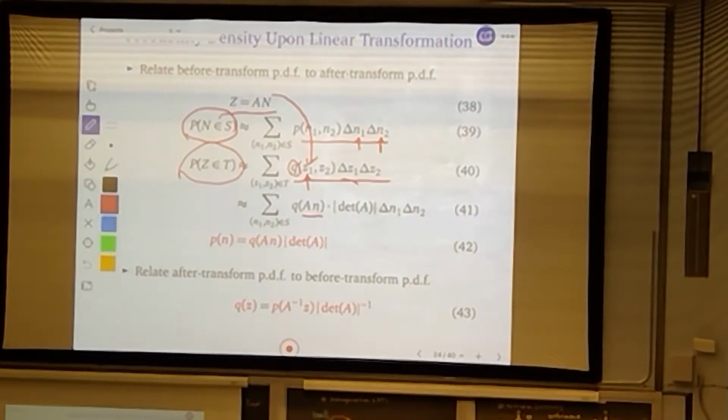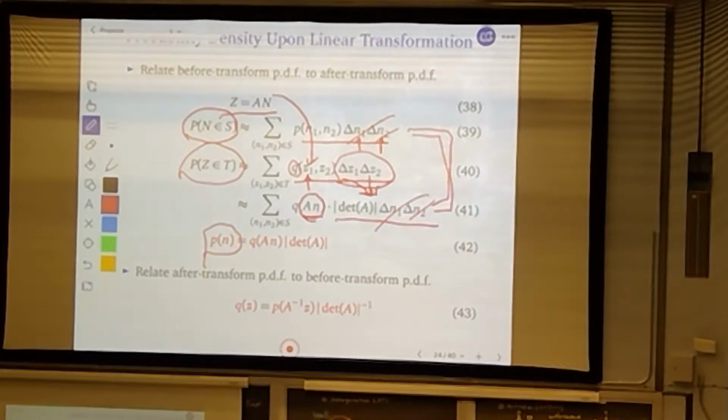And this is this change of variable. You have to make it consistent. If this variable changes to be expressed by n, likewise the differential quantity should also be changed to this, based on the previous line. And now if you compare these two, these are equal. So these cancel out, and you will have Pn1, N2 is just Pn equals Qan times this determinant of A.